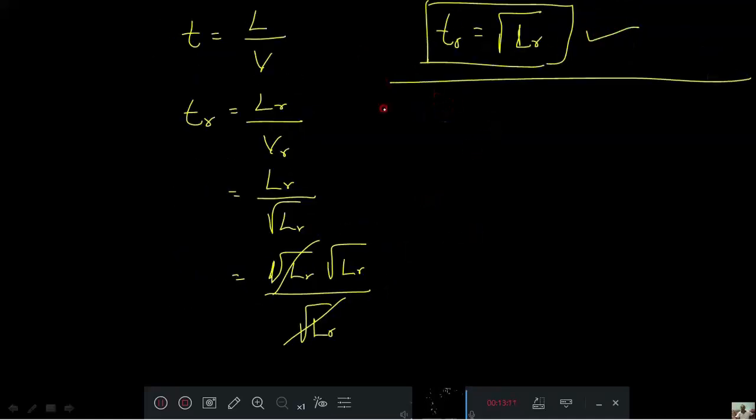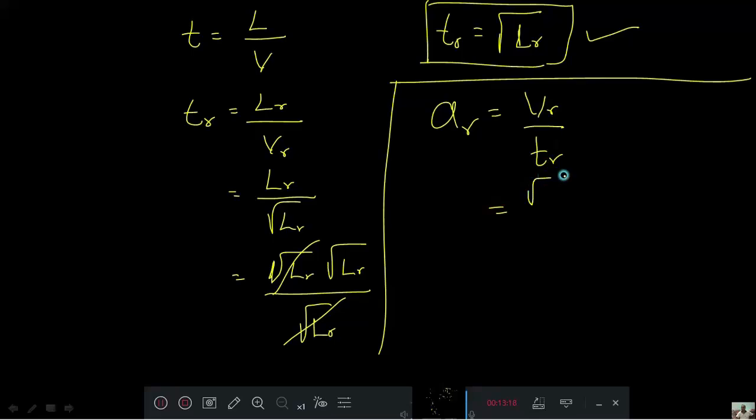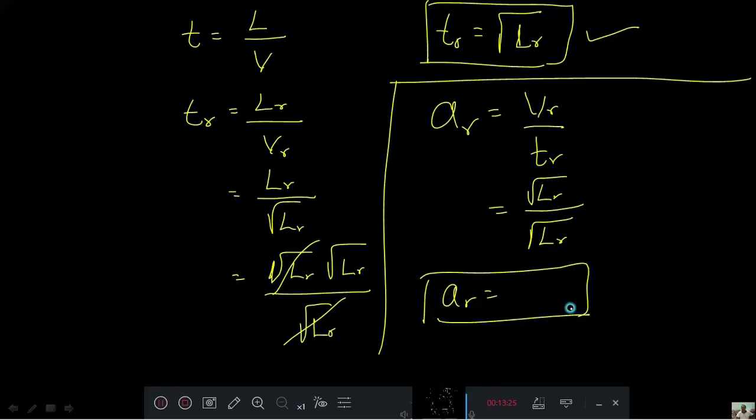By using these two you can calculate the acceleration ratio. Acceleration is velocity divided by time. What is the velocity ratio? Root Lr. What is the acceleration ratio? That is also root Lr. Therefore you always get the acceleration ratio as 1. That means for the prototype and the model, acceleration you need to maintain the same, not similar. The acceleration for the prototype and the model you need to maintain the same.